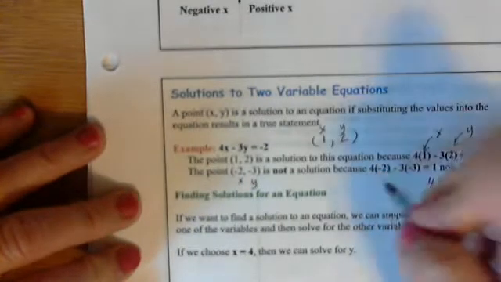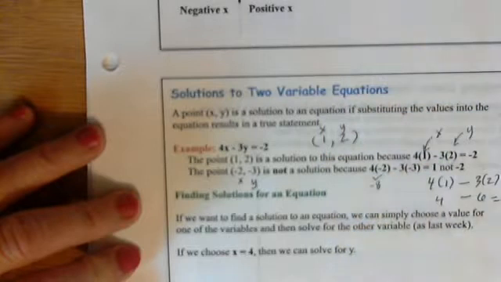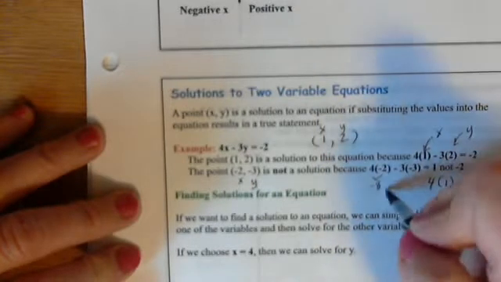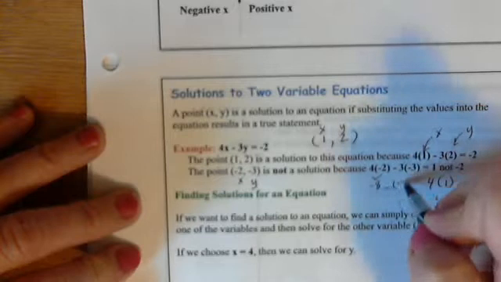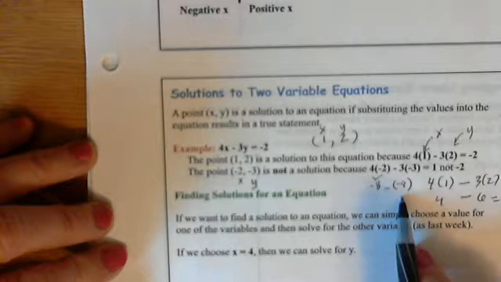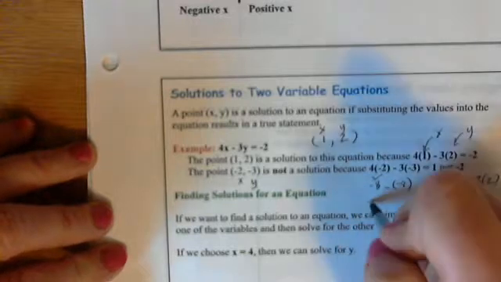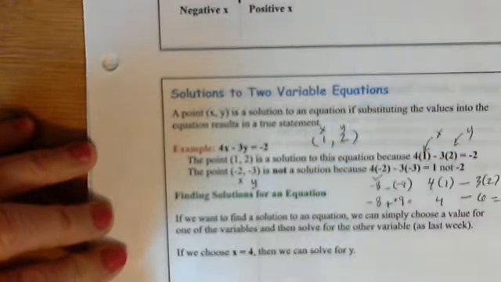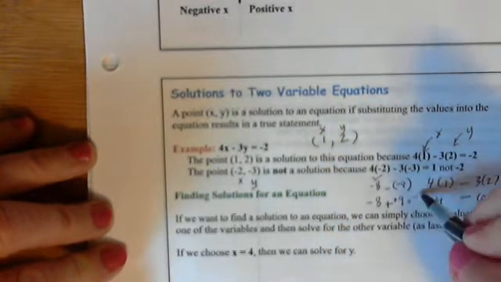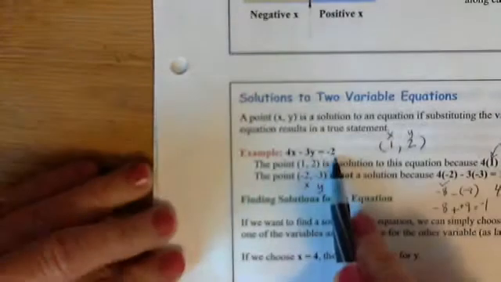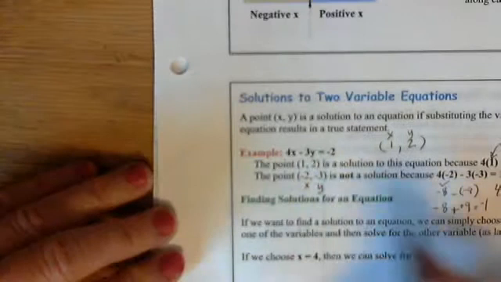4 times negative 2 is negative 8. Subtract 3 times negative 3. That's subtract a negative 9. Alright, subtract a negative 9. How do we do this? Negative 8 subtract negative 9 is just like negative 8 plus a positive 9. And I end up getting negative 1. Now negative 1 is not equal to negative 2. These are not the same result.